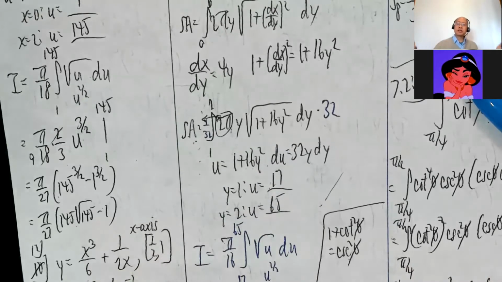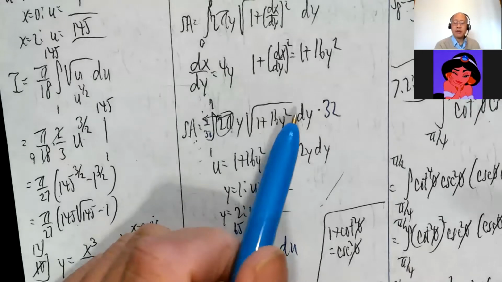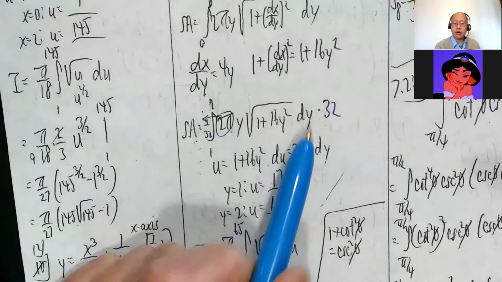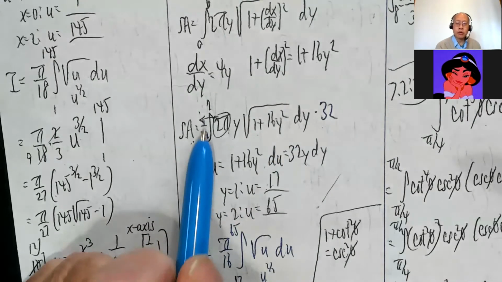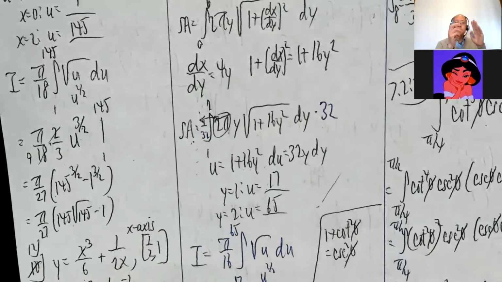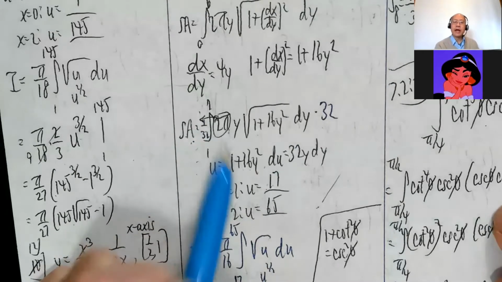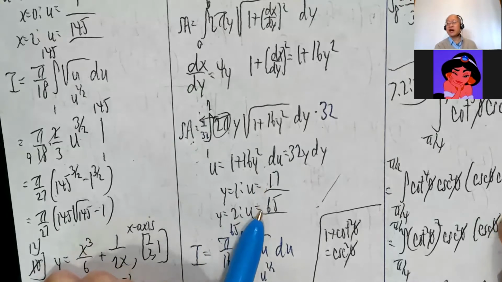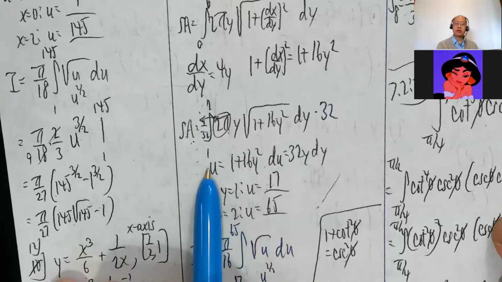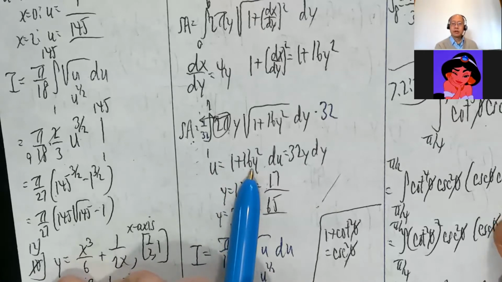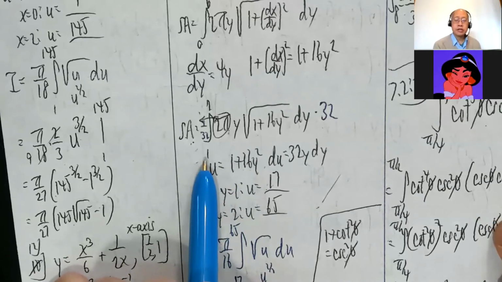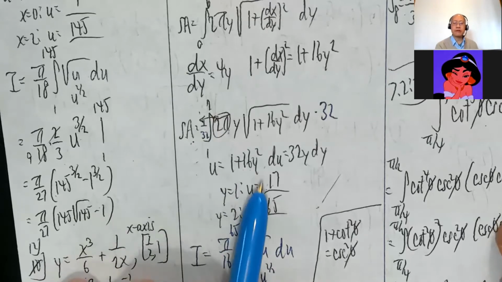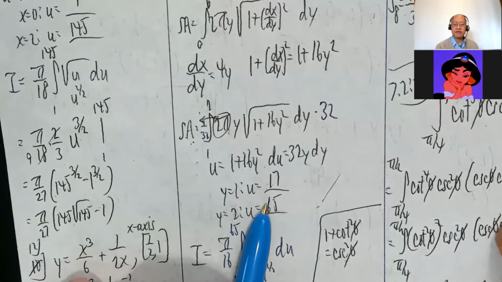Notice by doing a substitution, you could have a completely different kind of interval. The original was only going from 1 to 2. The length is only 1. Now all of a sudden you're going from 17 to 65. That's perfectly okay. That has to be because of this relationship between u and y. So as y travels from 1 to 2, u travels from 17 to 65, a big difference.